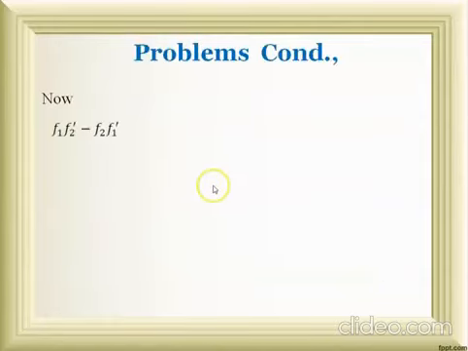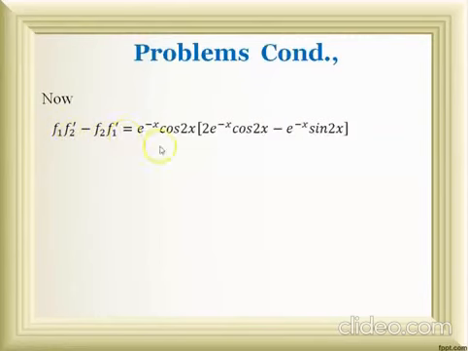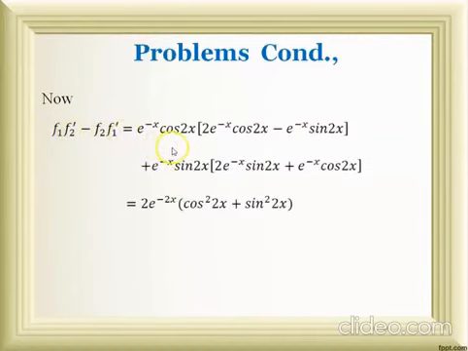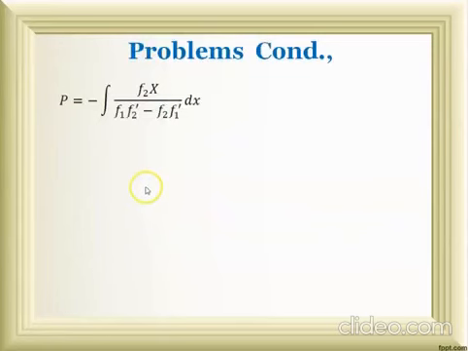So finally, I am going to replace all those things into the f1 f2 dash minus f2 f1 dash formula. After simplifying this, when I multiply e power minus x into e power minus x, it will be e power minus 2x. So after simplifying the whole thing, I will get finally 2 into e power minus 2x into cos square 2x plus sin square 2x. This value becomes 1. At last, I get the Wronskian value 2 into e power minus 2x. Let us move on to the P.